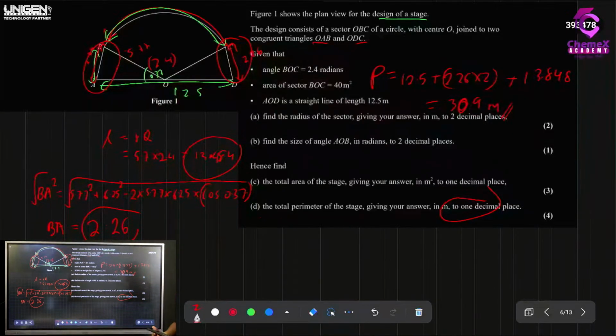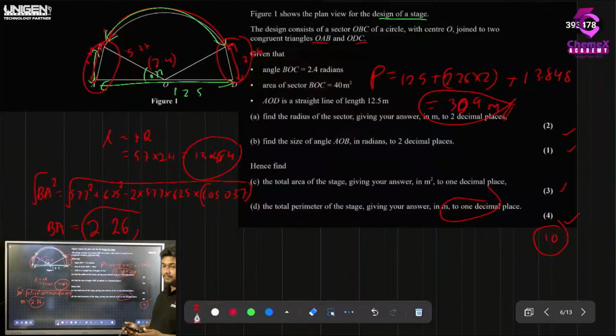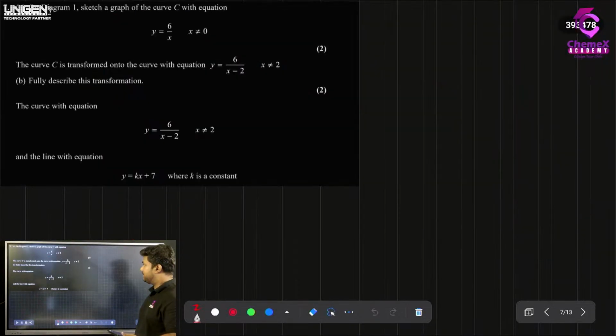Any questions? It's 30.9 final. Look at the marks. 5, 6, 6 plus 4, 10. Totally 10. Any questions you have? You want me to discuss? No? No, sir. Let's go into the seventh question.